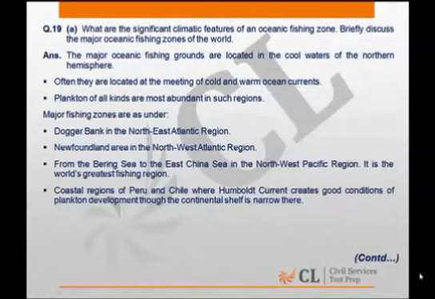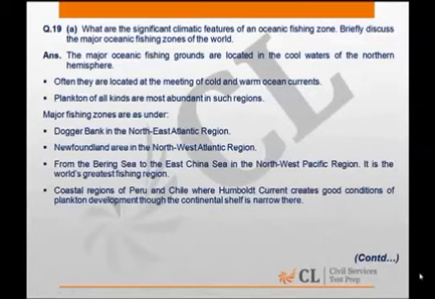Like, the major oceanic fishing grounds are located in the cool waters of the northern hemisphere. In general, they are located where the cold and warm water currents meet. Plankton of all kinds, mainly, what is the reason? The place where the warm and cold water currents meet, there is abundant reproduction of planktons, which are food for fishes.